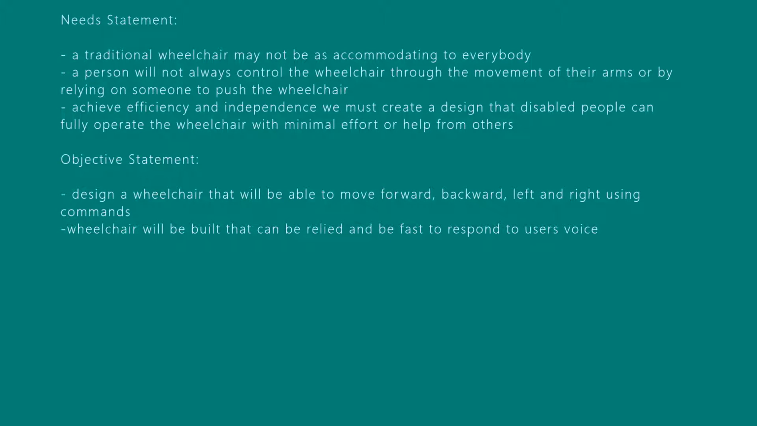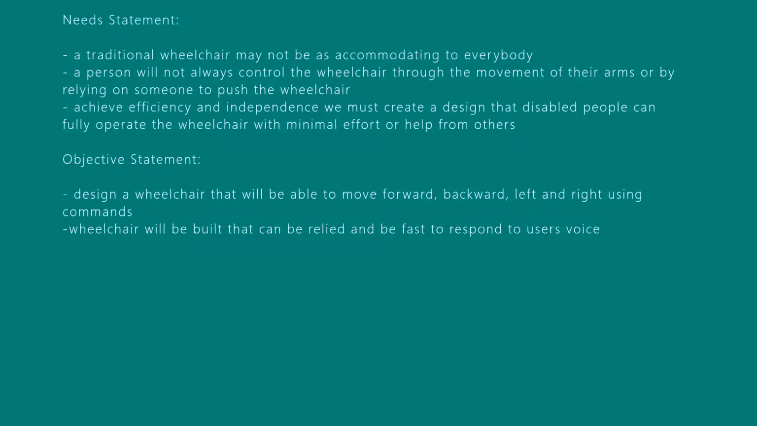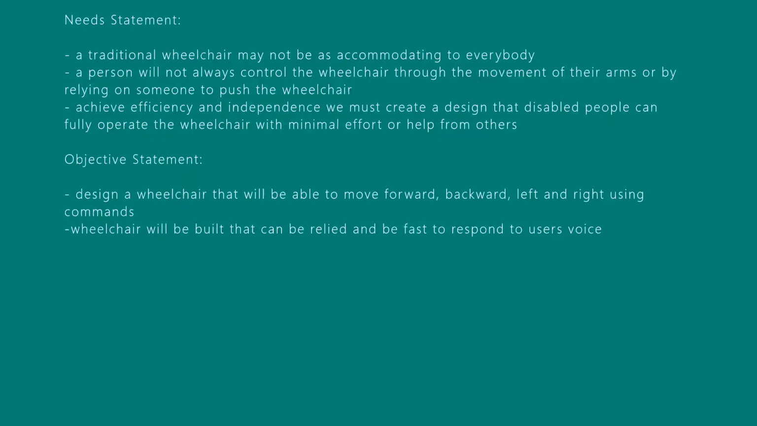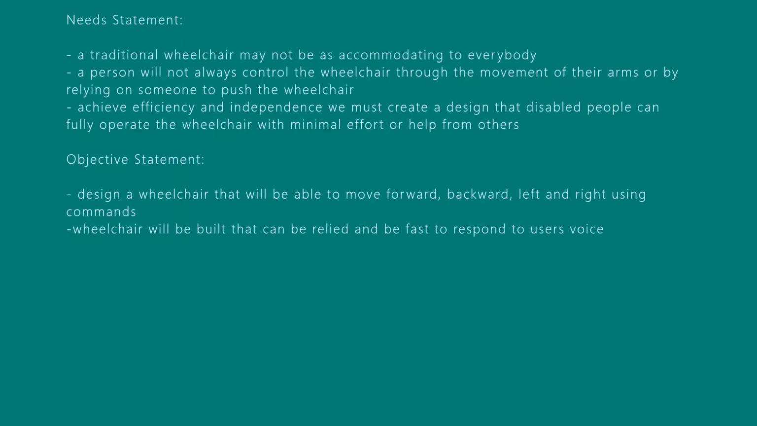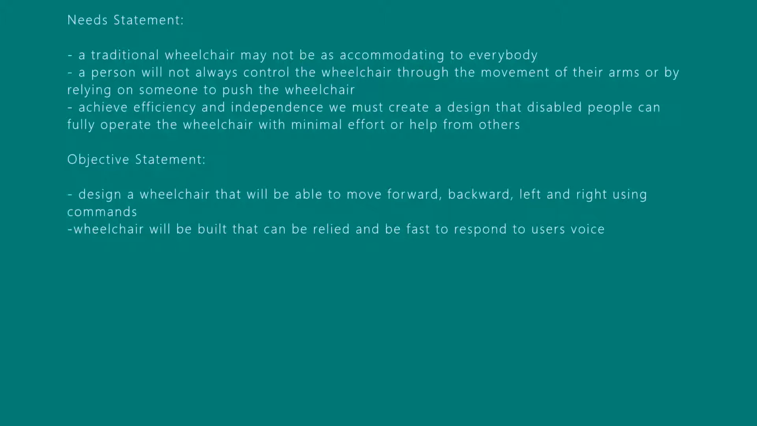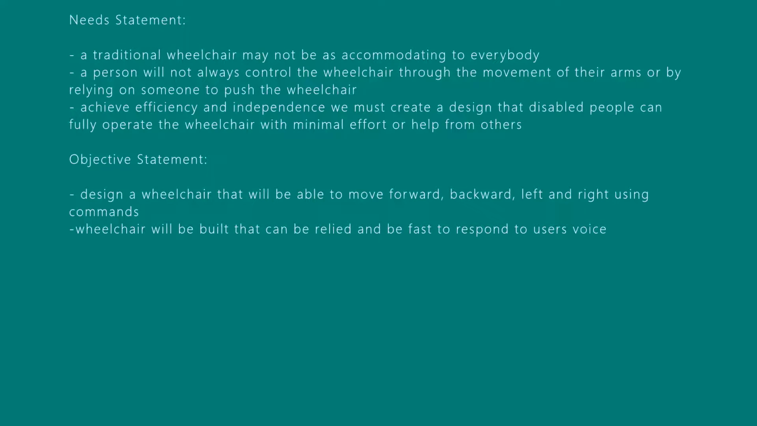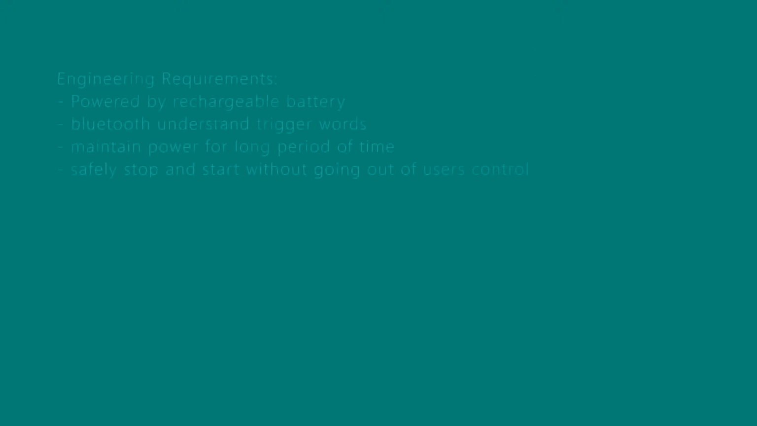For our needs statement, we have to understand that a traditional wheelchair may not be as accommodating to everybody. We have to find a way to achieve efficiency and independence, to create a design that disabled people could fully operate with minimal effort or help from others. For our main objective statement, we want to summarize that a wheelchair should be designed and able to move forward, back, left, and right using commands. A wheelchair should be built that can be relied on and be fast and respond to the user's voice as needed.